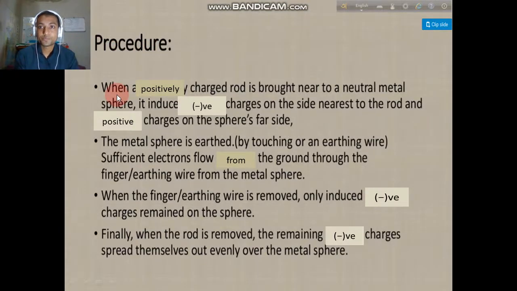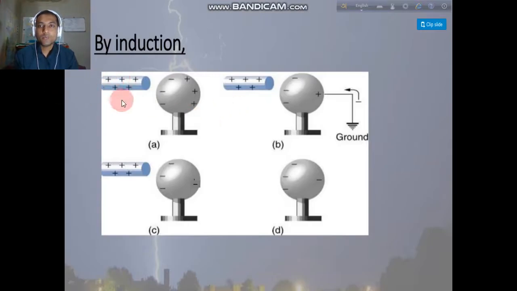Let's see the procedure. When a positively charged rod is brought near to a neutral metal sphere, it induces negative charges on the side nearest to the rod and positive charge on the sphere's far side. Here, if we bring a positively charged rod to the neutral object, this positive charge will attract the negative charge, because we know that dissimilar charges attract each other, and it repels the positive charge to the far side.